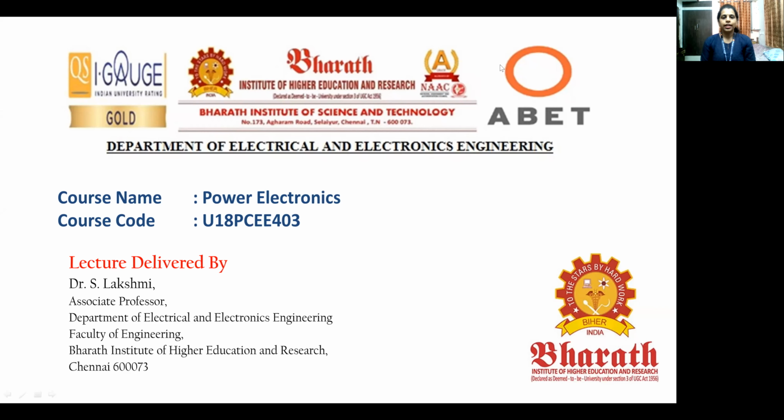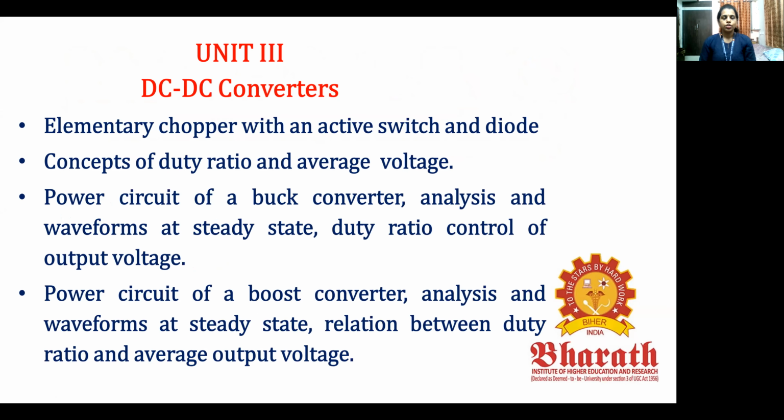In this video, let us discuss the topic chopper. So, chopper or DC to DC converters. A basic DC to DC converter means it will change a fixed voltage to a variable voltage. Both input and output will be DC. It can be said to be a DC equivalent to a transformer. If you consider a basic elementary chopper, it will just have an active switch and a diode. So it will use the concepts of duty ratio and average voltage.